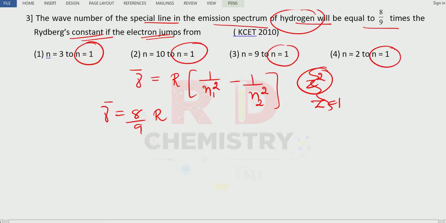This is the lower number, the other number is the higher number. Always remember n2 is always greater than n1. So n1 is fixed here, n1 is equal to 1. That means we are supposed to calculate what n2 is in this case.